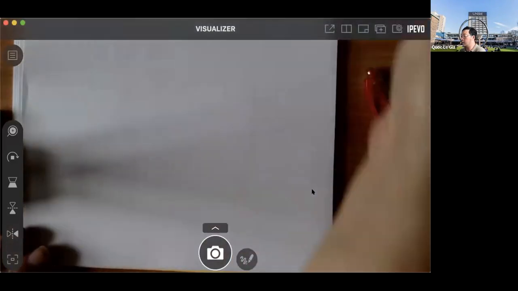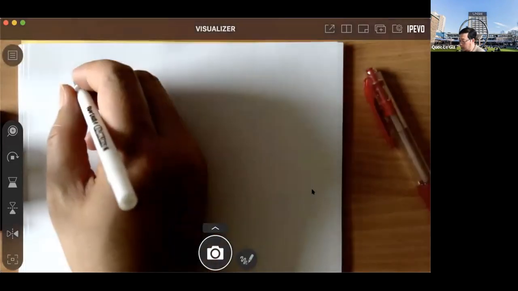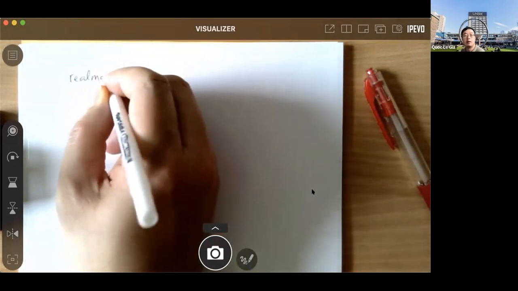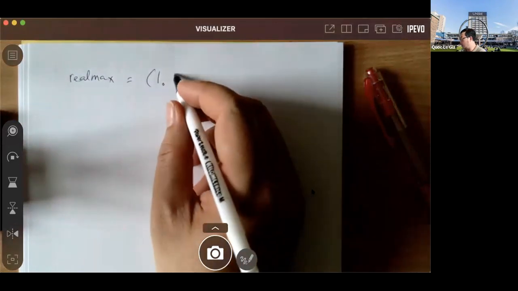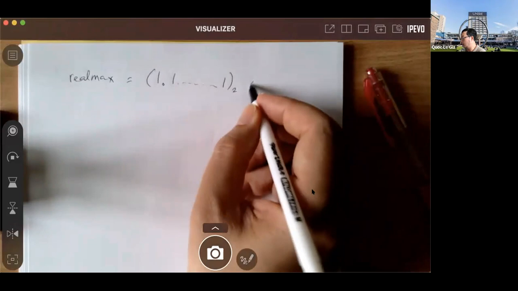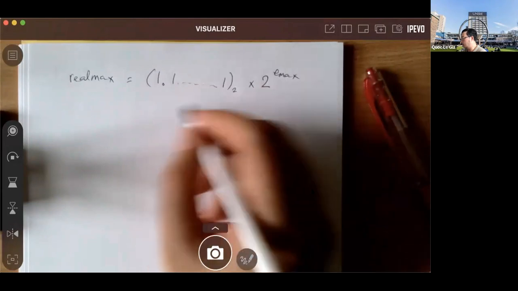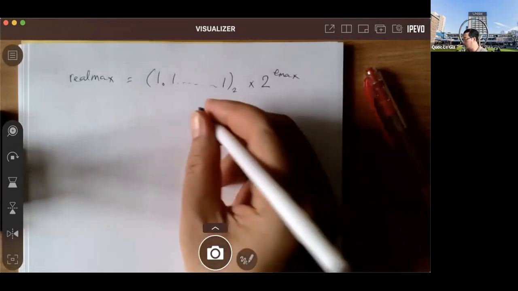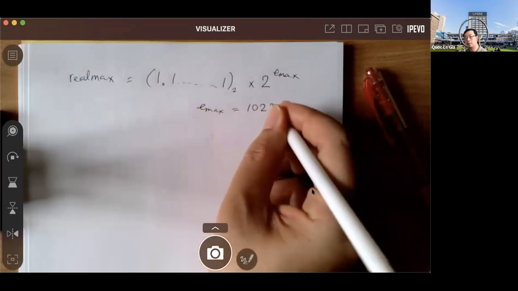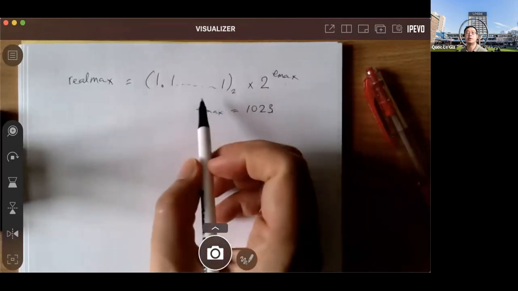So I think I explained this one in the lectures already, but maybe do it again, just in case you haven't watched the lecture. So the real max is you take the floating point number and you turn on all the digits, and you take the maximal power, E max. So in MATLAB, with double precision, E max is just 1023. Now how do you compute these values?